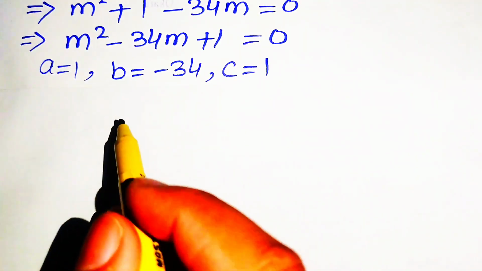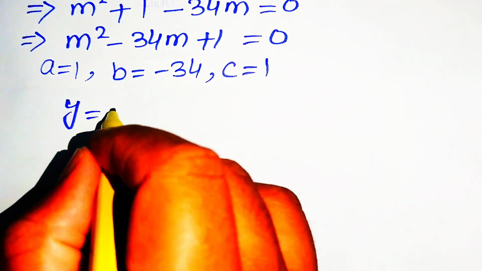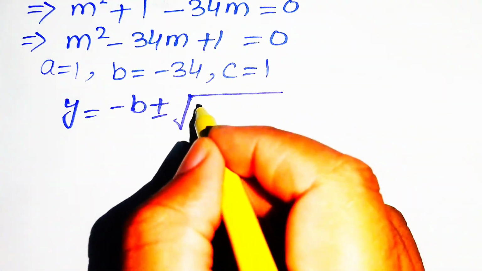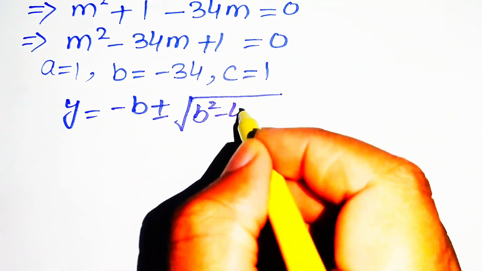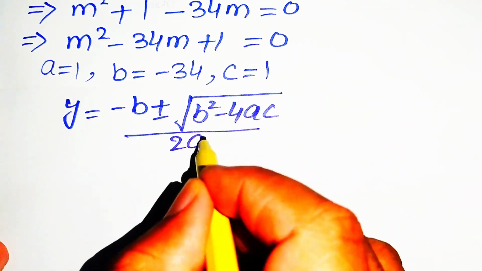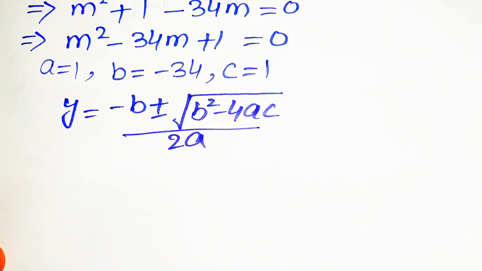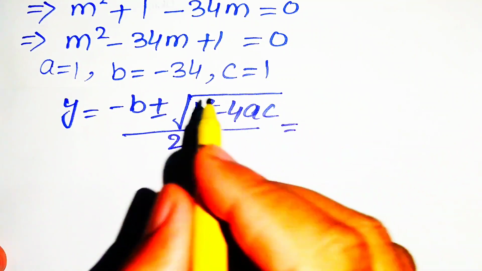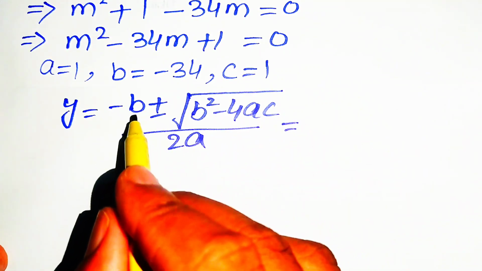So we know about the quadratic formula. It will be written as y equals minus b plus minus square root of b square minus 4ac, divided by 2a. So here we substitute these three values in this formula.